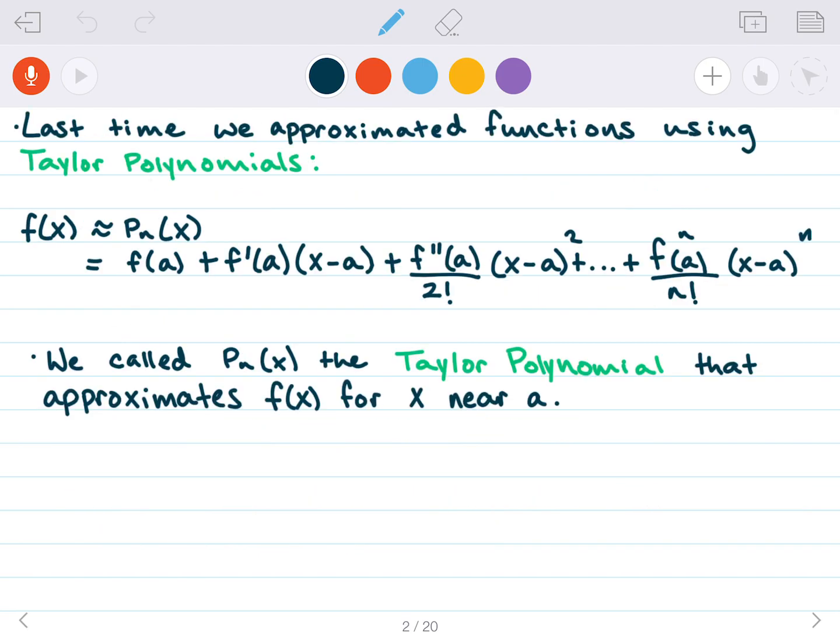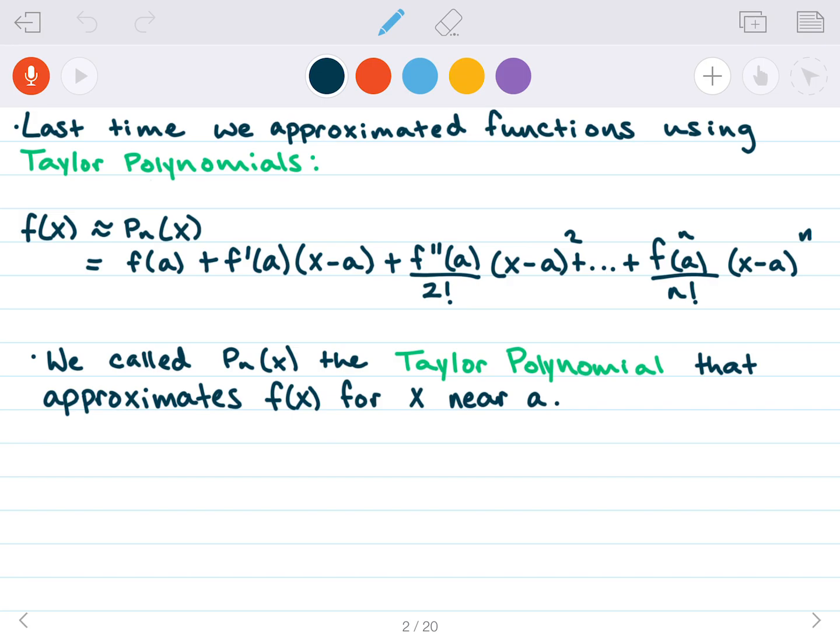So last week we talked about Taylor polynomials, and basically what we said is that some functions are better to work with if they have a polynomial representation. And so we approximated functions using different degree polynomials. We called these polynomials Taylor polynomials that approximated the function for x near a, which is also called the center. Now, what we're going to look at now is Taylor series.